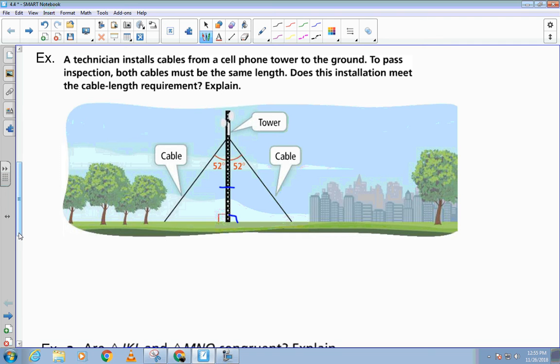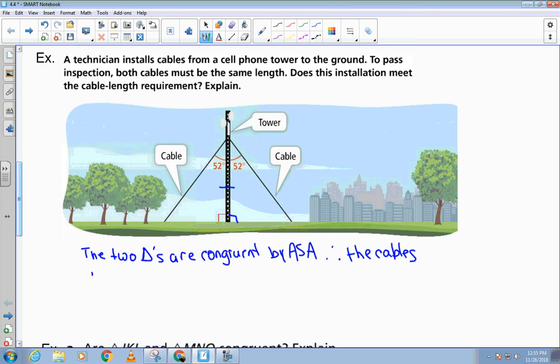Okay, so we can say that the two triangles are congruent by ASA. Therefore, the cables are congruent by CPCTC.